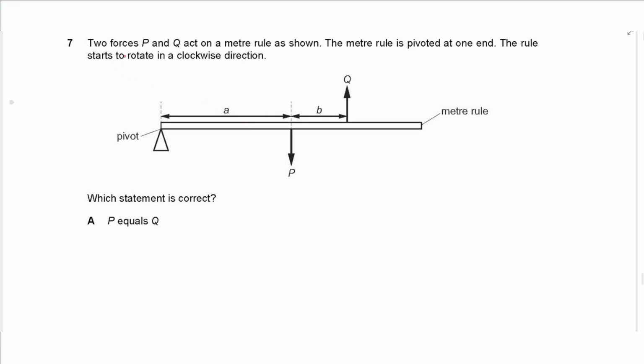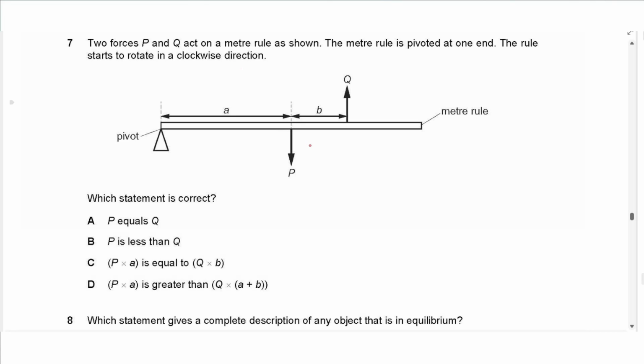Question 7 says two forces P and Q act on a meter rule as shown. The meter rule is pivoted at one end. The rule starts to rotate in a clockwise direction. Which statement is correct? For the clockwise moment to be greater than the anti-clockwise moment, P times A should be greater than Q times this whole distance, which is A plus B. So P equals Q, no. P is less than Q, no. P times A is equal to Q times B, not B, and it is not equal. P times A greater than Q times A plus B, yes, that is what we just said, so the answer here is D.